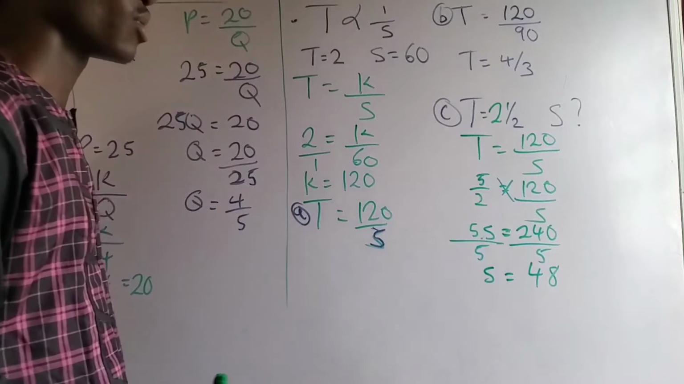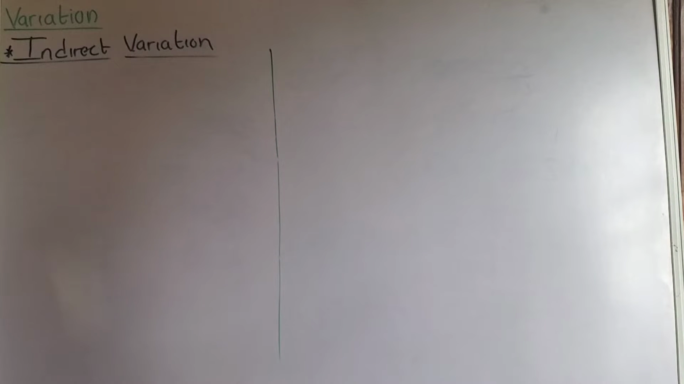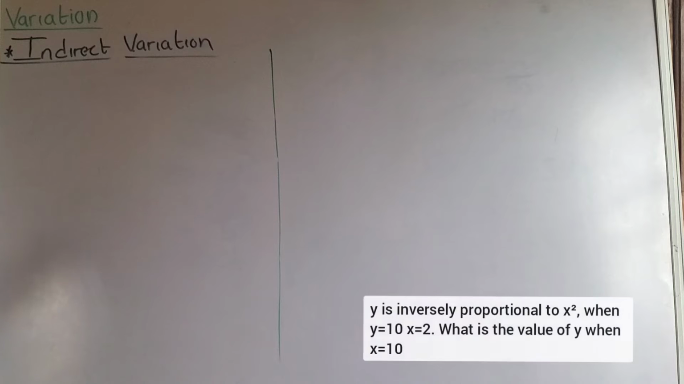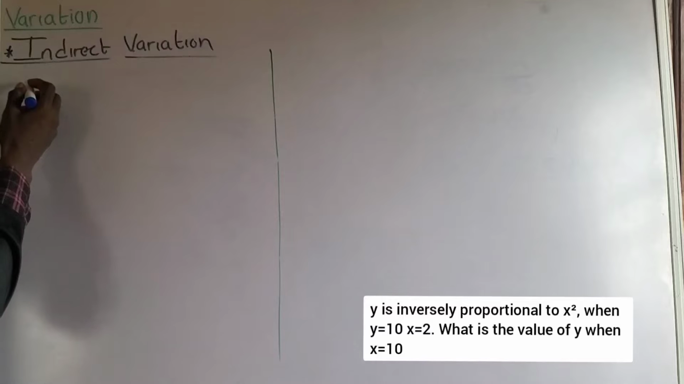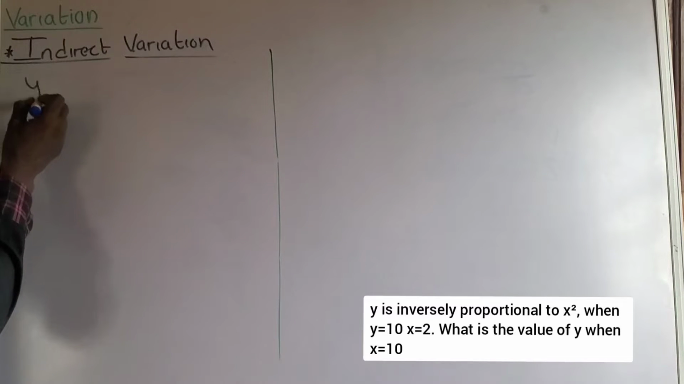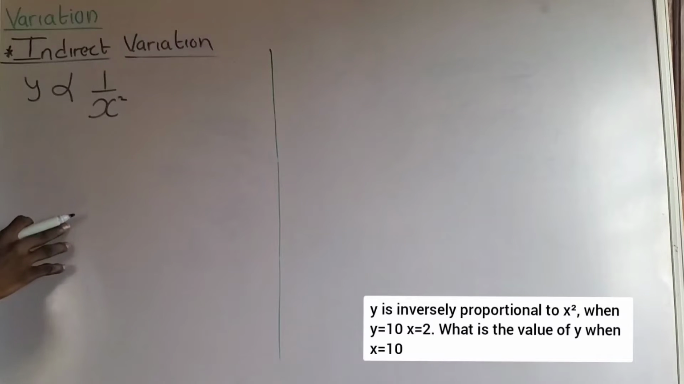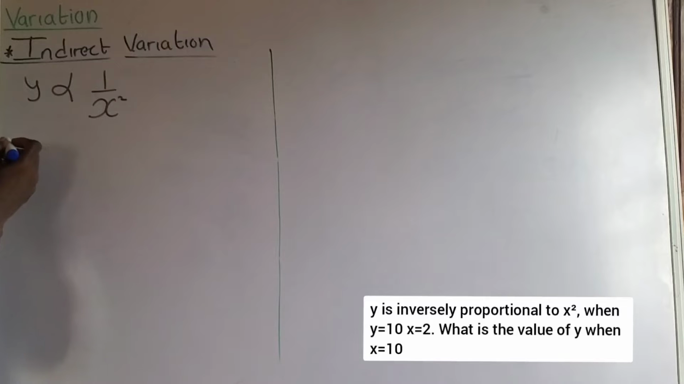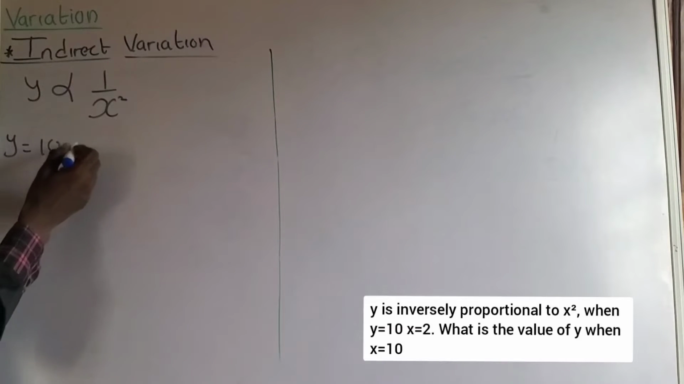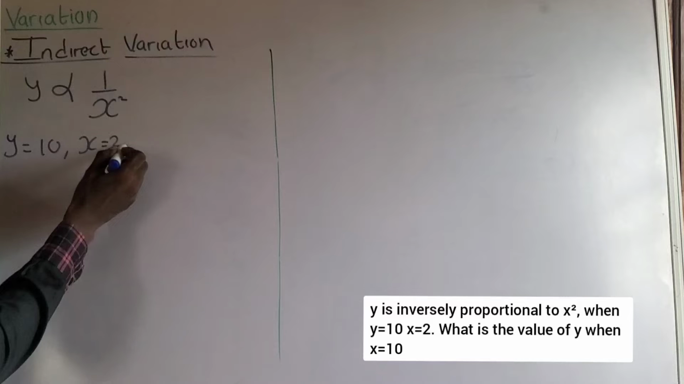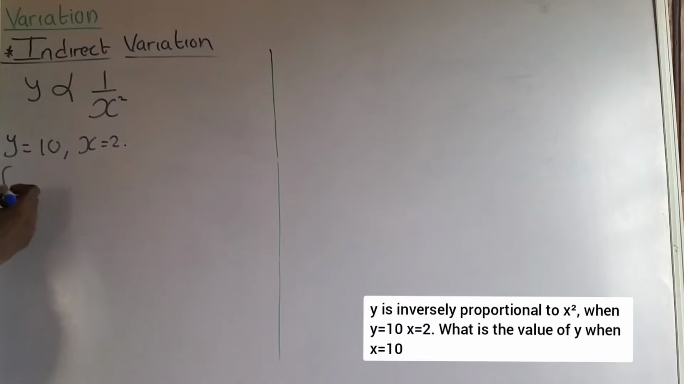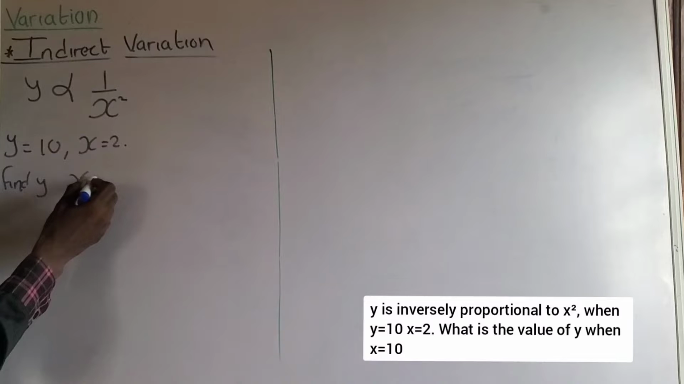Do you understand? Okay? Let's consider the following question on variation. Y is inversely proportional to x squared. When y equals to 10, x equals to 2. What is the value of y when x equals to 10? Okay, let's go. We have y is inversely proportional to x squared. That is the mathematical expression for that statement. Now, we are given that when y equals to 10, x equals to 2. That's it. Now, we are asked to find the value of y when x equals to 10.